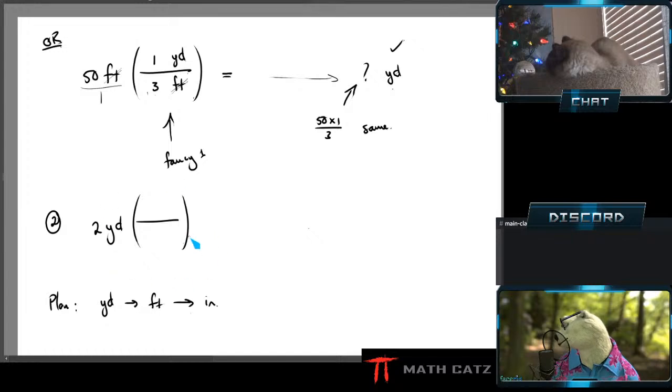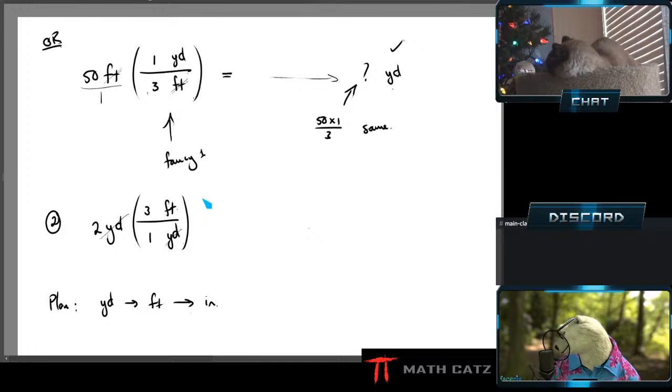So the first goal is to convert the yards to feet. I'm going to put yards in the bottom and feet at the top for my reference pair, which is 1 yard is equivalent to 3 feet. And because those lengths are equivalent, I haven't changed the quantity, just making it look different. So the yards cancel and I'm currently in feet. That's not my end goal. My end goal is to be in inches.